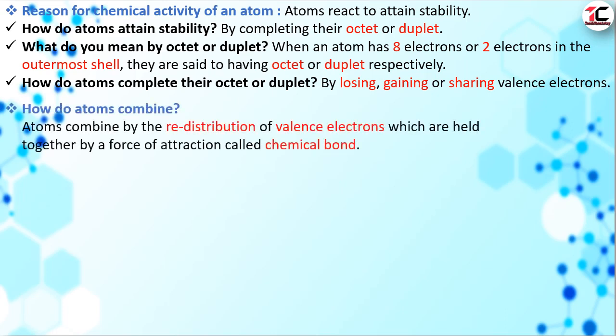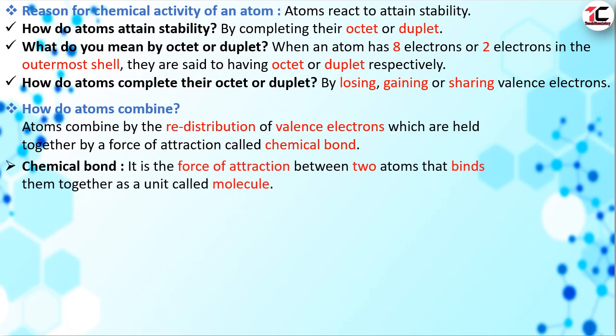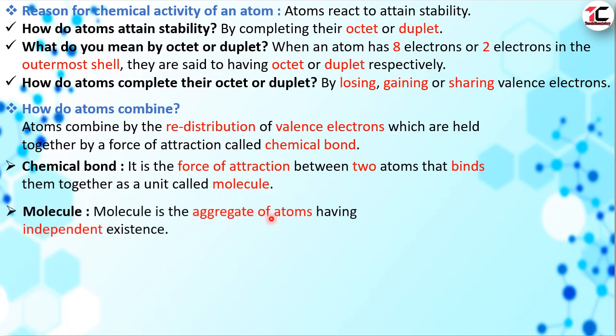As the atoms are reactive, how do they combine? Atoms combine by the redistribution of valence electrons, which are held together by a force of attraction. This force of attraction is called the chemical bond. What is a chemical bond? It is the force of attraction between two atoms that binds the atoms together as a unit, and this unit is also called the molecule. So what is a molecule? A molecule is the aggregate of atoms having independent existence.